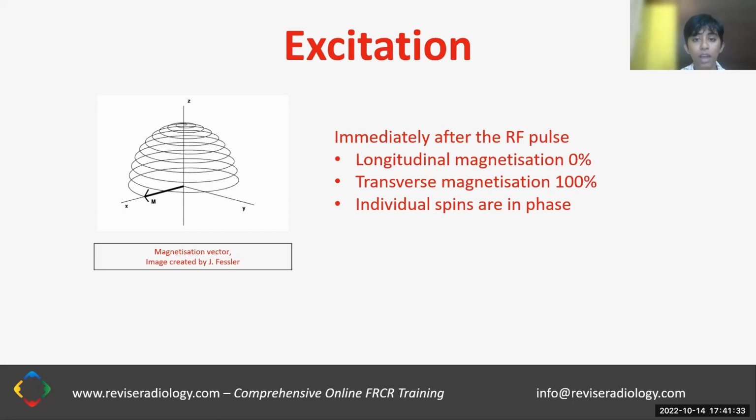Okay, so I have a question for everybody. Before the RF pulse, what is the percentage of longitudinal magnetization and what is the percentage of transverse magnetization? Before the RF pulse. So that's the question. Can you put the answers in the chat box?